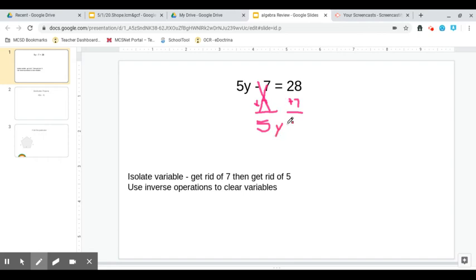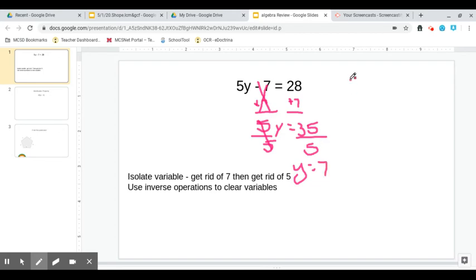5y equals, this side is now 28 plus 7, which is 35. So 5 times y is 35. 5 times what's 35? Well, in your head, you probably know, but we have to show proof of this. So I want to get rid of this 5. This is 5 times y, so let's get rid of the times by divide. Now 5 over 5 goes away, and I'm left with just y on this side. 35 divided by 5 is 7.